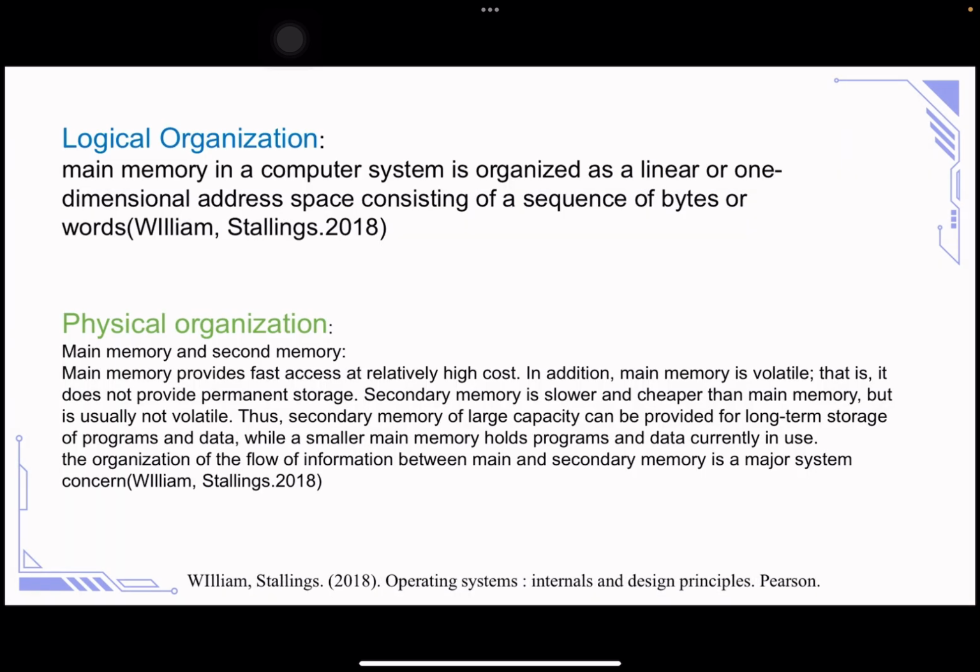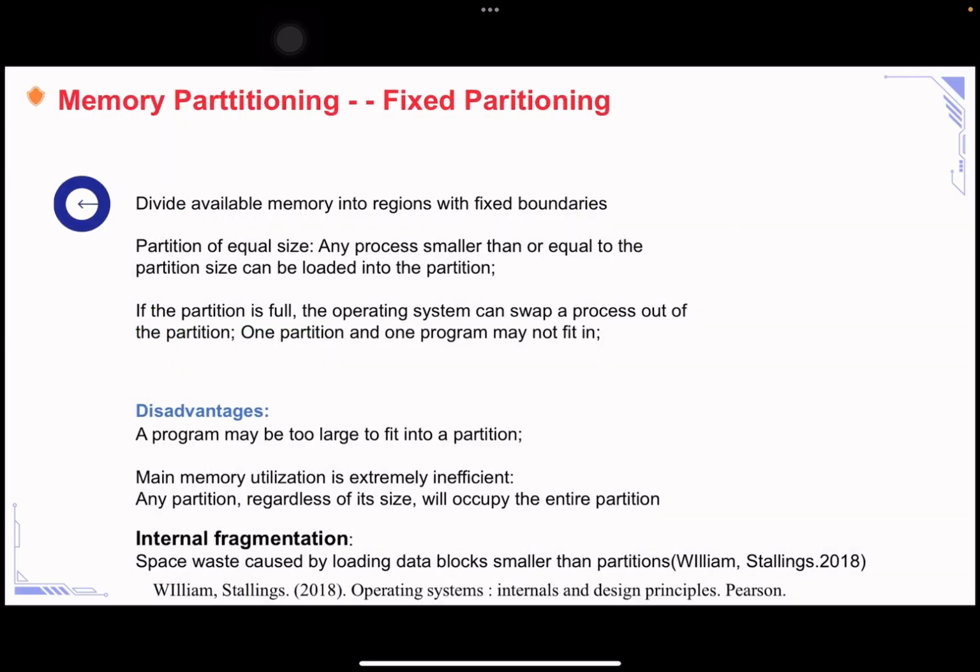And the logical organization: the main memory in the computer system is organized as a linear, one-dimensional address space consisting of a sequence of bytes or words. Physical organization includes main memory and secondary memory. And the next part is about memory partitioning, fixed partitioning. So here, what it is, it divides available memory into regions with fixed boundaries.